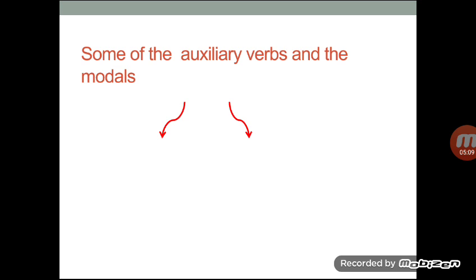Now, I will give you some auxiliary verbs which are very important because we can't make a question without using an auxiliary verb. Okay, look at this. To be: is, are in the present. But in the past, it becomes was, were. Is becomes was and are becomes were in the past. So this is the verb to be.